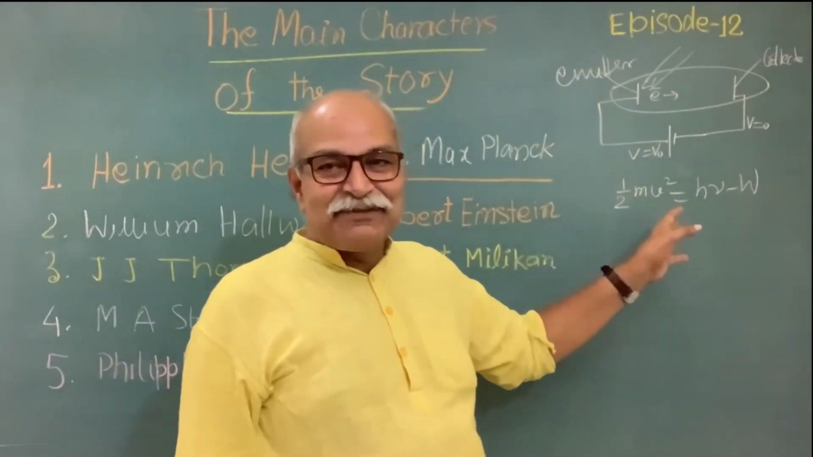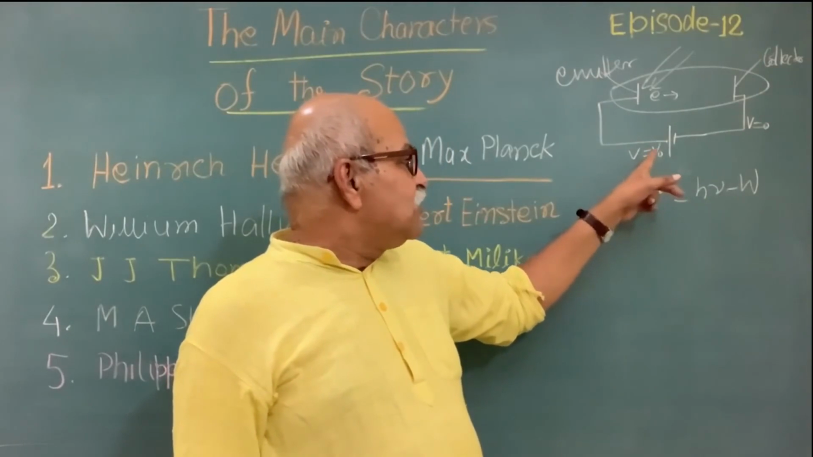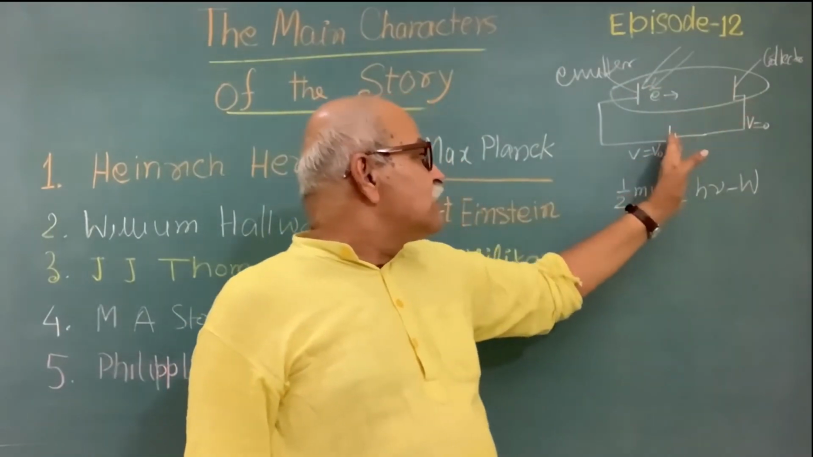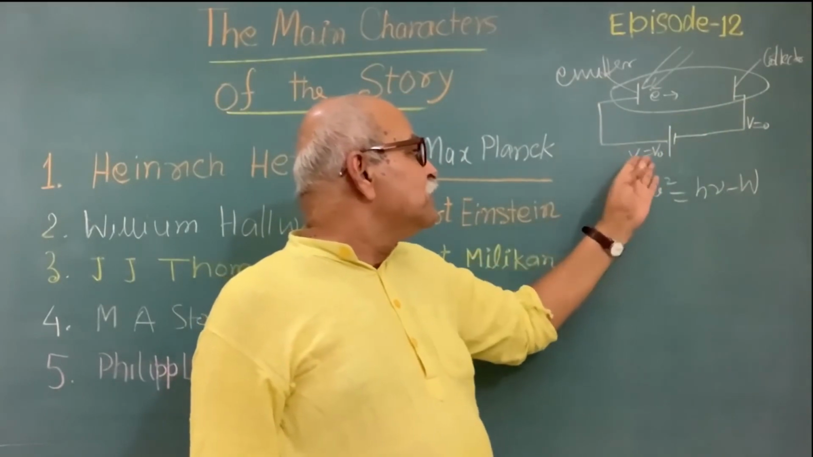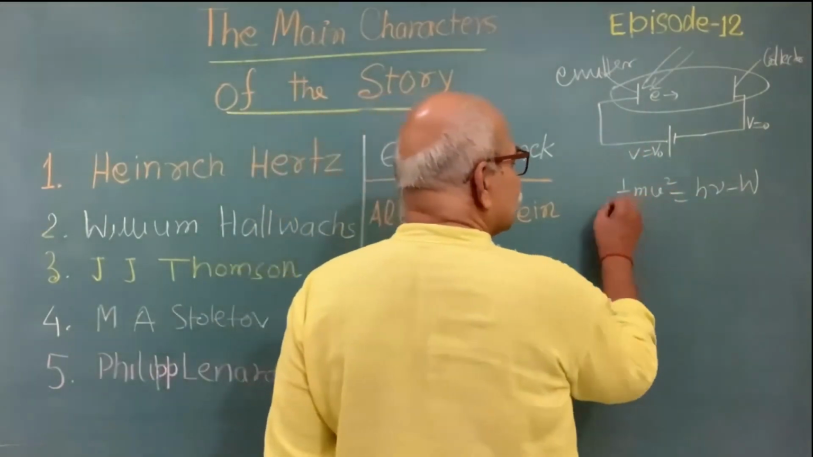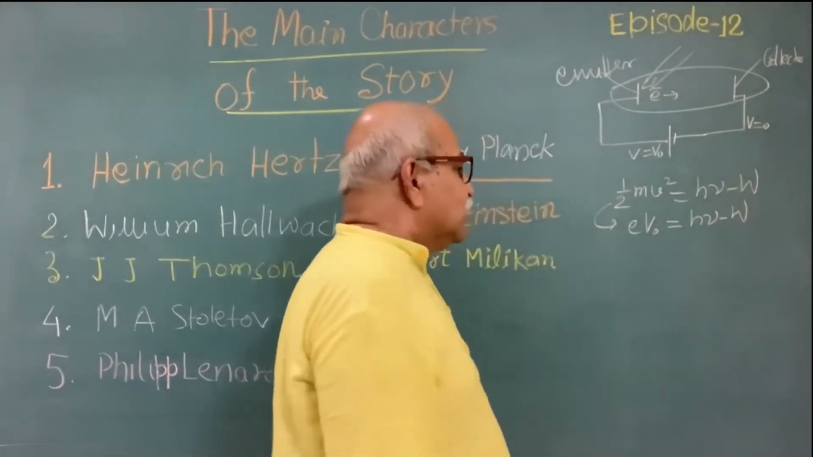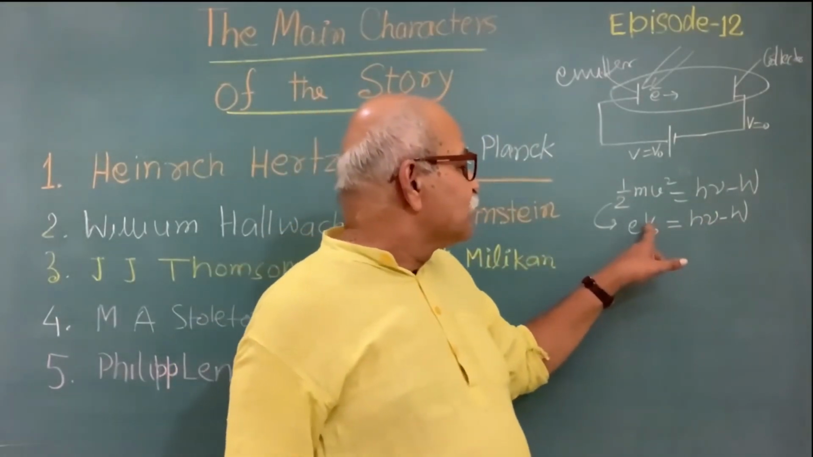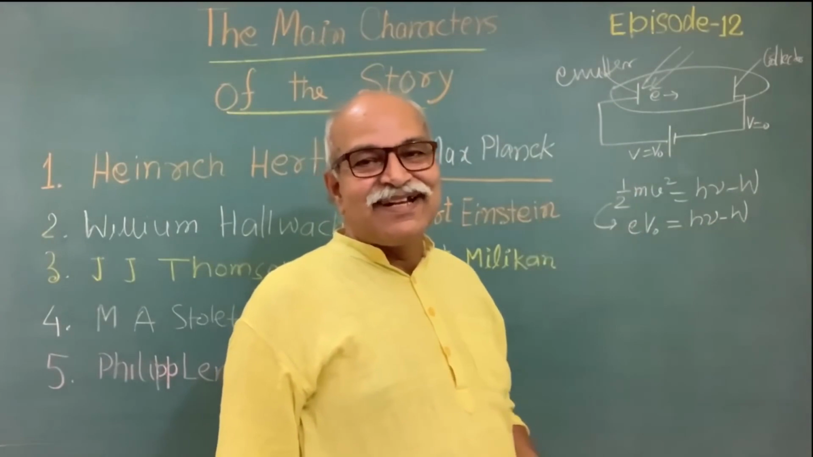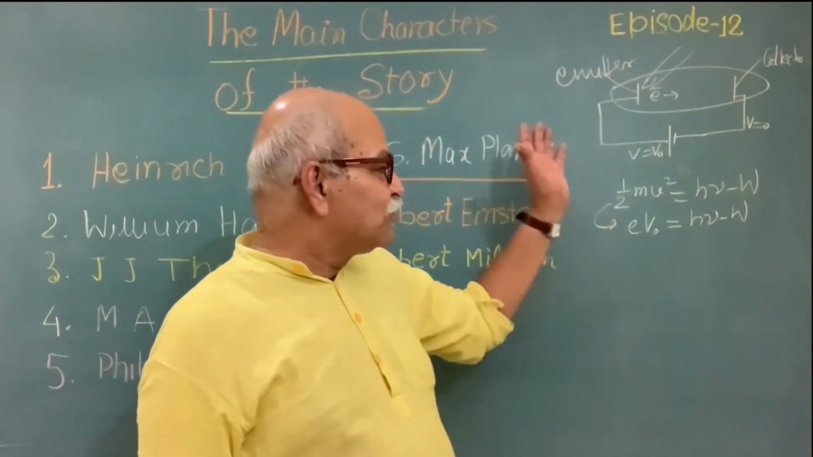So according to the Einstein equation, if you apply a sufficiently large V0 so that these electrons do not reach the collector, then the current will be 0. To stop the current, what is the minimum potential you have to apply? The stopping potential. If V0 denotes this, then half m v squared is equal to e times V0, and that is h nu minus w. And therefore, if you plot this V0 on the vertical axis and the frequency nu on the horizontal axis, you will get a straight line, and the slope of that straight line will be h by e and all those things. Okay, so that comes out from the Einstein equation.